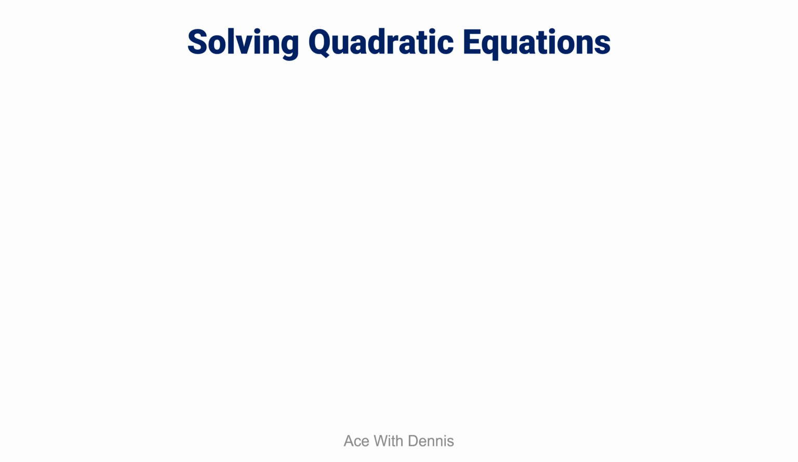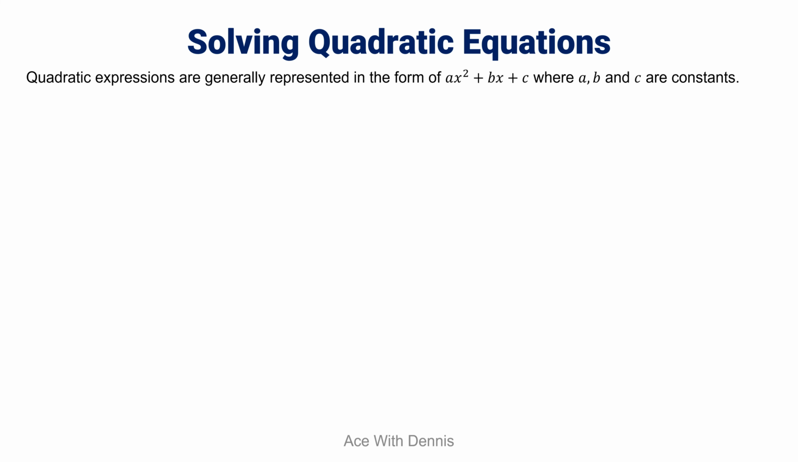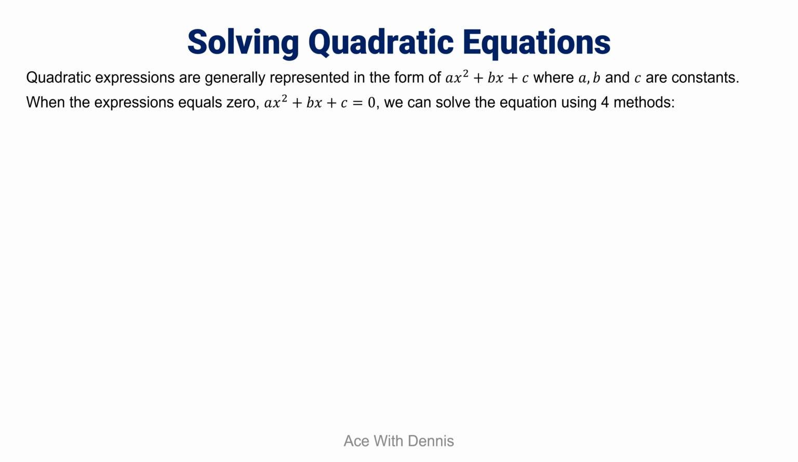Let's start the lesson by learning how to solve quadratic equations. Quadratic expressions are generally represented in the form of ax squared plus bx plus c, where a, b, and c are constants. When the expression equals 0, which is ax squared plus bx plus c equal to 0, we can solve the equation using four methods.